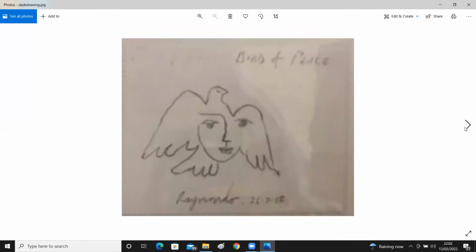This is a sigil I like to use. I think Leonardo da Vinci did this originally, but my dad drew it. The bird of peace is what it's known as. Although it was a drawing, a sketch, I use it as a way of connecting with the dead.